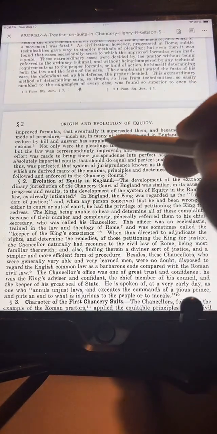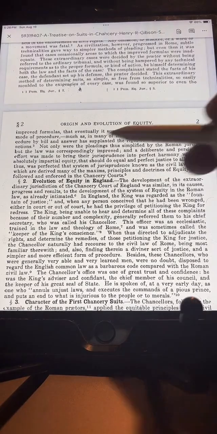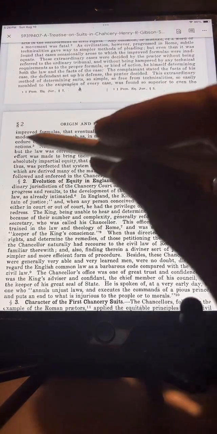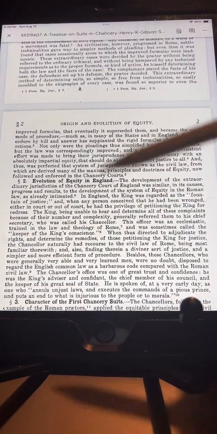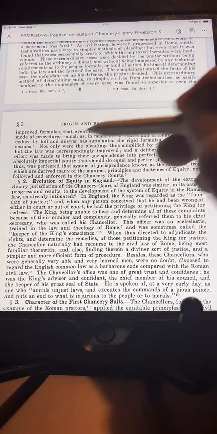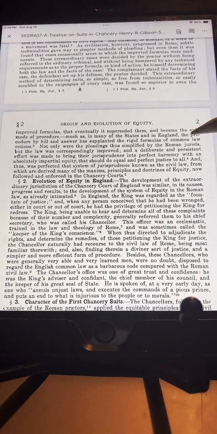the rigid formulas of common law actions. See, it's already telling you right here that common law is definitely something that you don't want to be involved in.